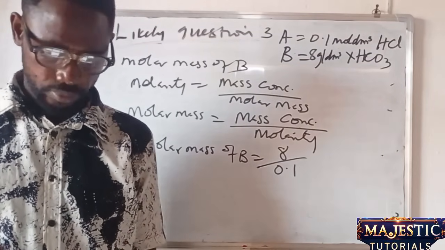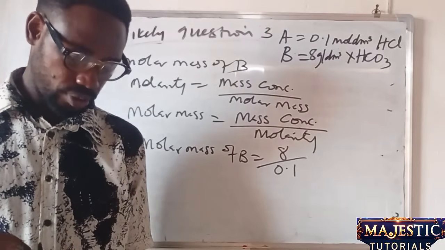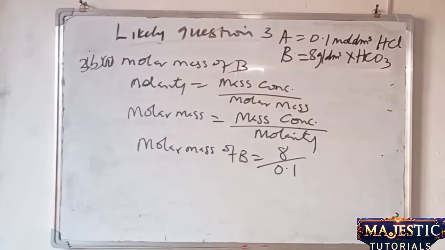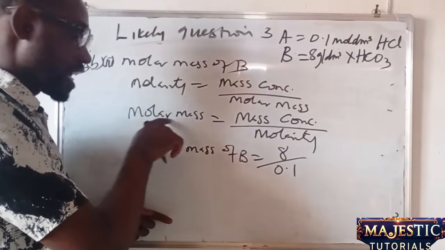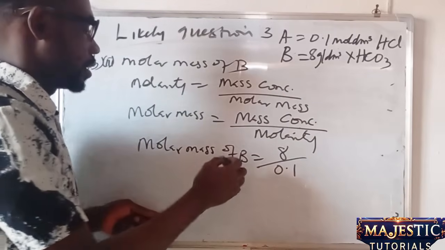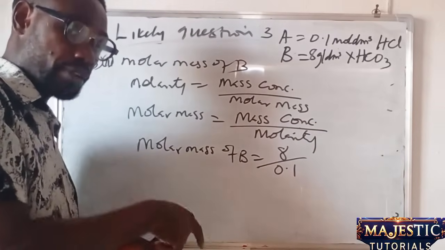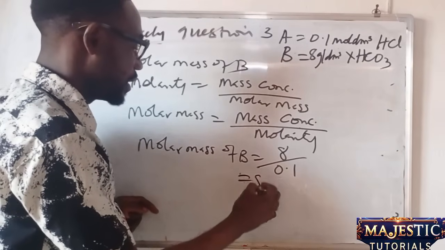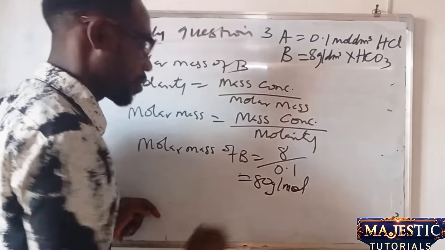So 8 over 0.1 is 80 grams per mole. Remember, it's going to be per mole because that's the unit for molar mass, gram per mole. The unit for mass concentration is gram per dm cube, while the unit for molarity is mole per dm cube. So we have now 80 gram per mole. Please put it down to give you your score.